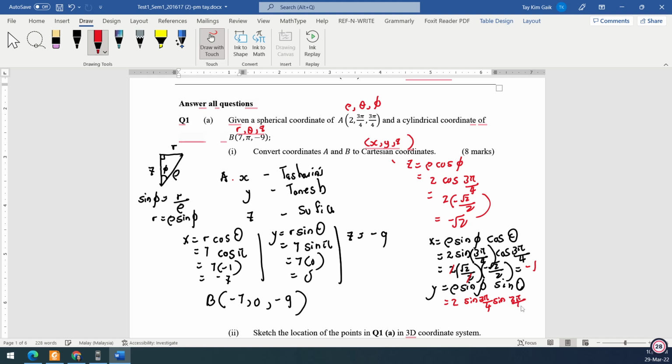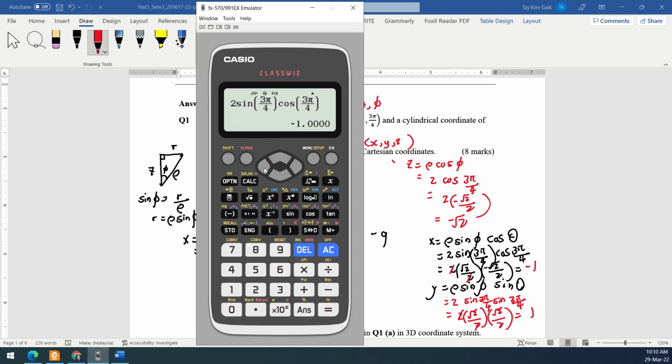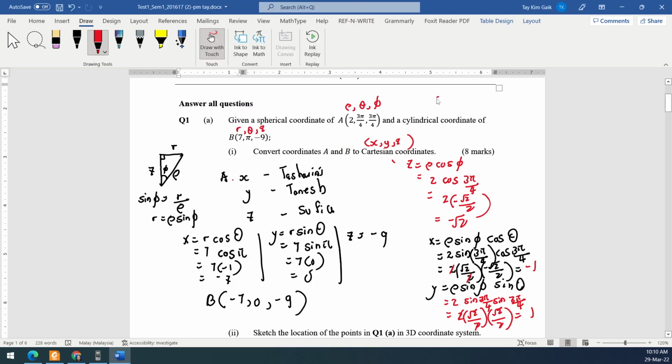Okay, and then y is actually rho, which is 2, sin phi, 3 pi over 4, sin theta, theta is 3 pi over 4. So you have 2 times root 2 over 2 times root 2 over 2, so this is +1. Okay, so for coordinate A, x is -1, y is +1, z is -root 2.